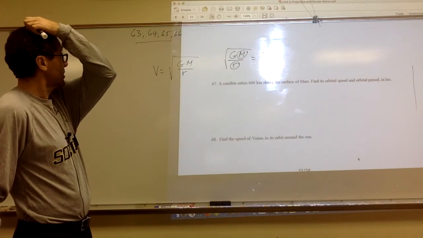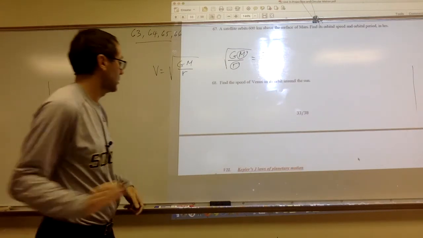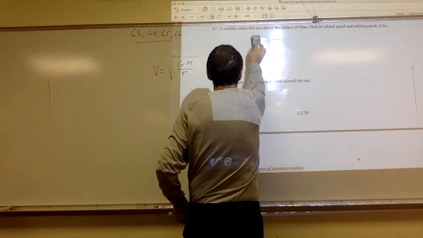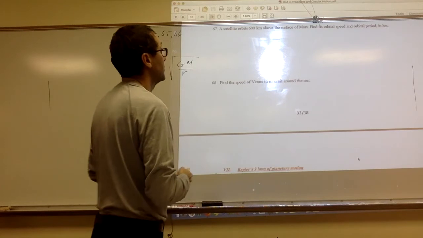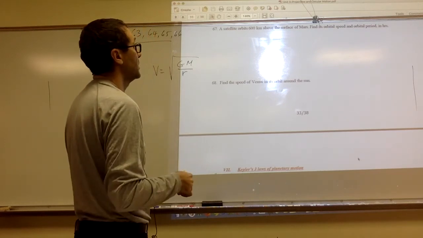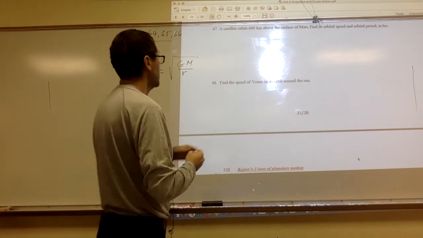Let me see if we should do 66. Yeah, we said we're going to do 66 with the third law. A satellite orbits, again, above 600 kilometers above the surface of Mars. Find the orbital speed and orbital period. That's the same thing as before. Okay, this one is a little tricky.